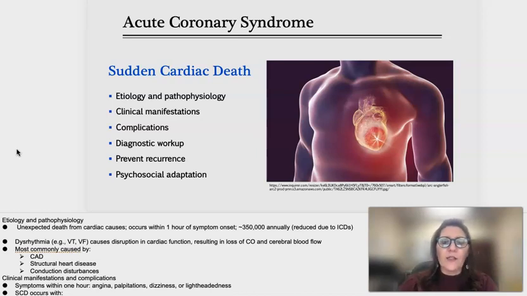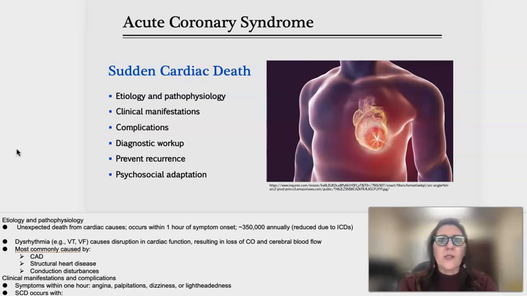The dysrhythmia causes a disruption in cardiac function, resulting in the loss of CO and cerebral blood flow. CO is cardiac output. Most commonly caused by a CAD, a structural heart disease, or a conduction disturbance. And sometimes people don't even know they have a problem, and they don't find out until we find out that it was the cause of death.